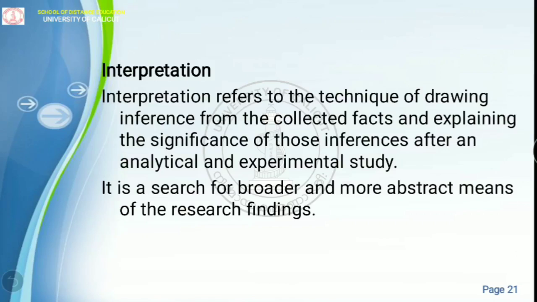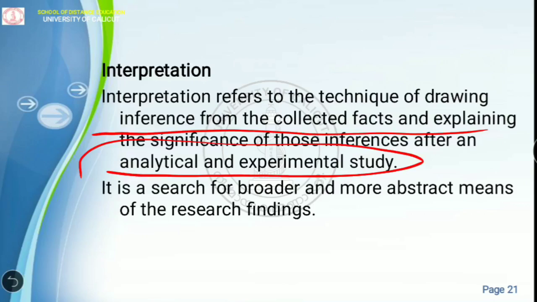So what is interpretation? We have analyzed our data, then we will interpret the data. Interpretation means the technique of drawing inference from the collected facts and explaining the significance of those inferences after an analytical and experimental study. It's a search for broader and more abstract meaning of research findings.